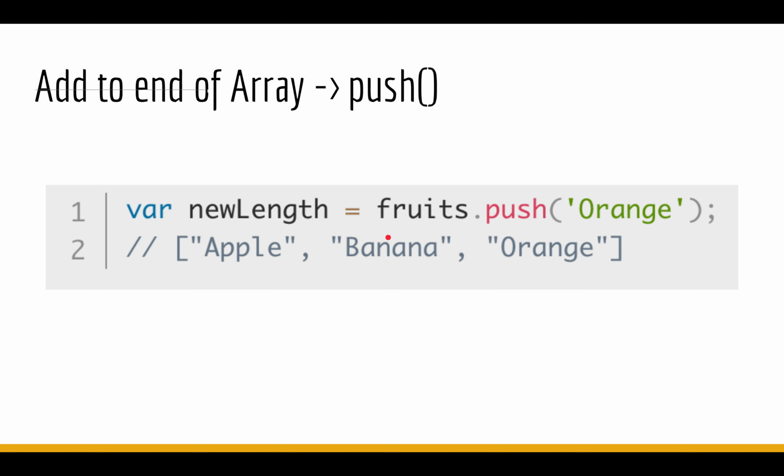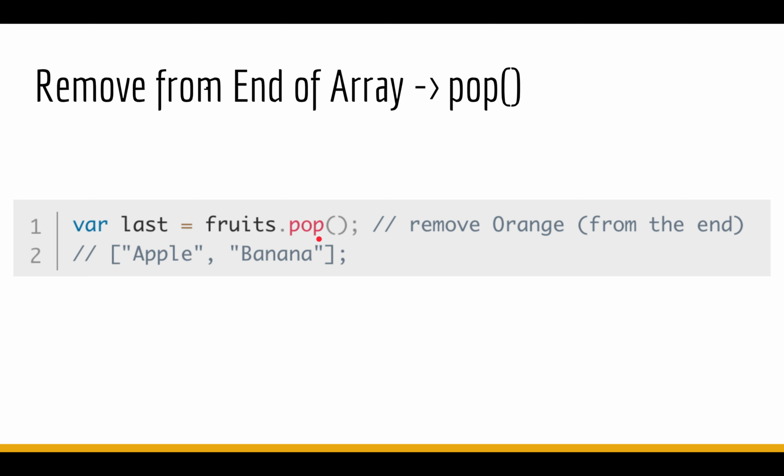Now if we wanted to add an element to the end of an array, a really convenient way to do that is the array name .push. So in this example we have fruits.push adding orange to the end of the array. And in the opposite direction, if we wanted to remove something from the end of the array, we can use pop. Pop is going to remove the last element of the array and give that to us in the return value.